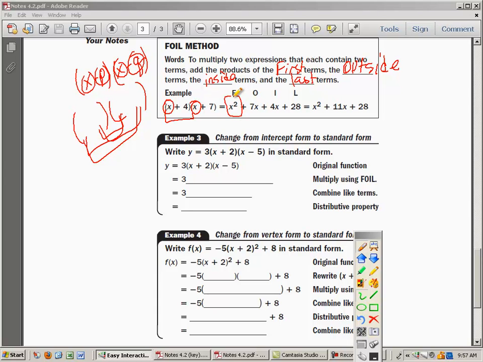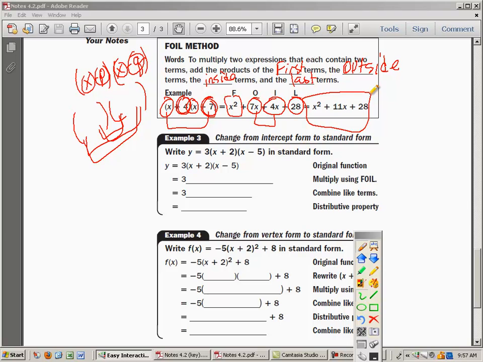Once I've done that, then what I would do is go ahead and do the product of the outsides, because the next letter in my acronym is O for FOIL. So I'm going to multiply the outside terms, 7 times x, and that gives me 7x. Then I'm going to do the inside terms, which is 4 times x, which is 4x. And then the last terms is the 4 and the 7, which gives me 28. From there, we combine like terms. This is x squared plus 11x plus 28.